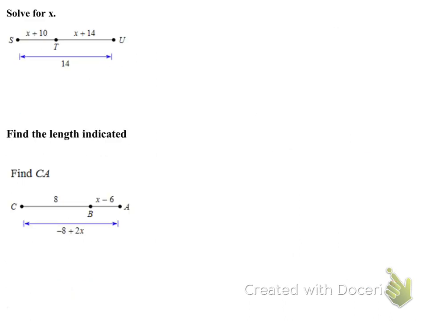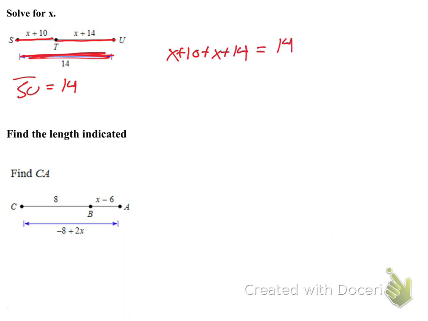All right, solve for X. So I know that this right here tells me that SU is equal to 14, right? So if I take a smaller chunk plus a smaller chunk, I can have it equal to the big chunk, or the whole thing. So I would do X plus 10 plus the second chunk, which is X plus 14. It's going to be equal to 14.